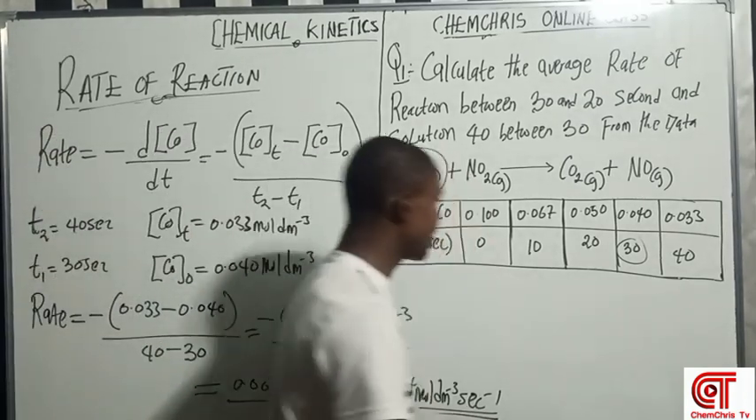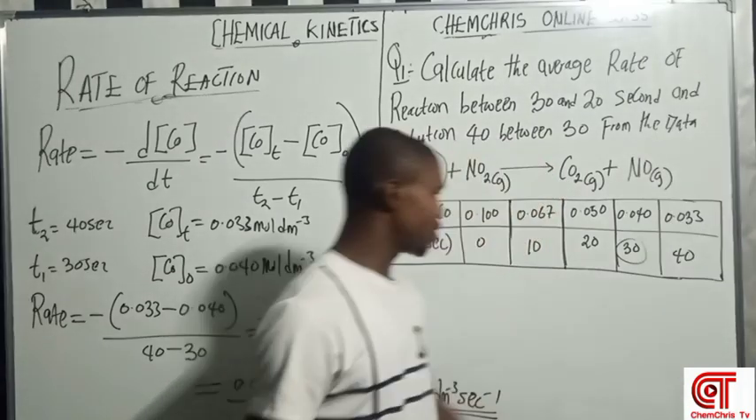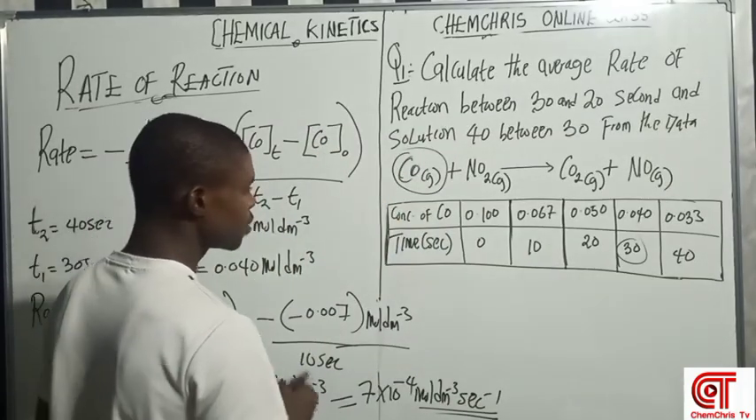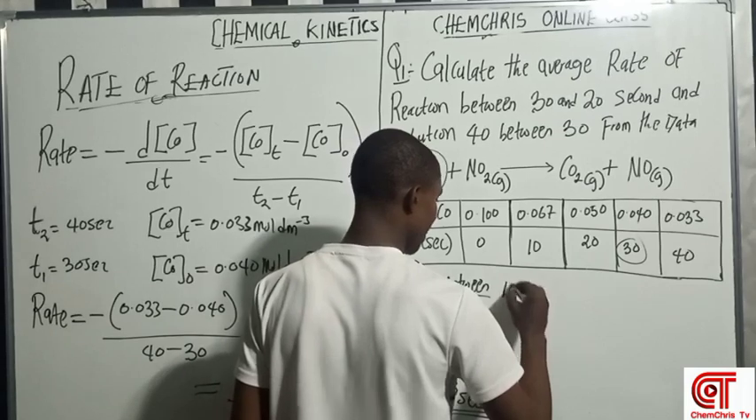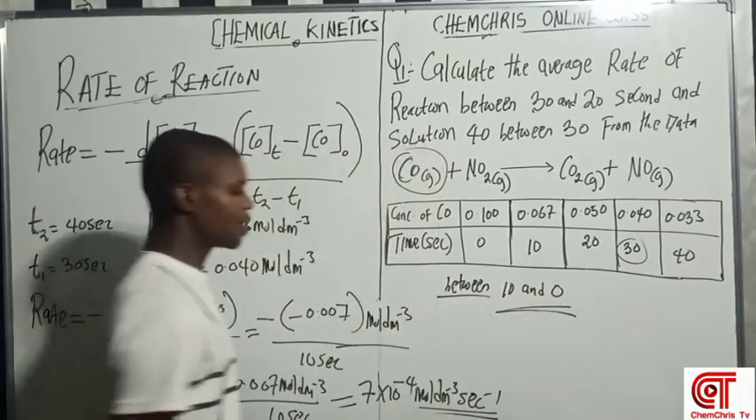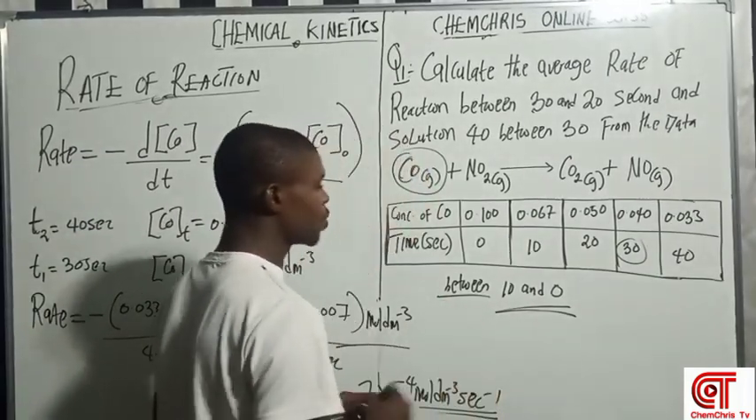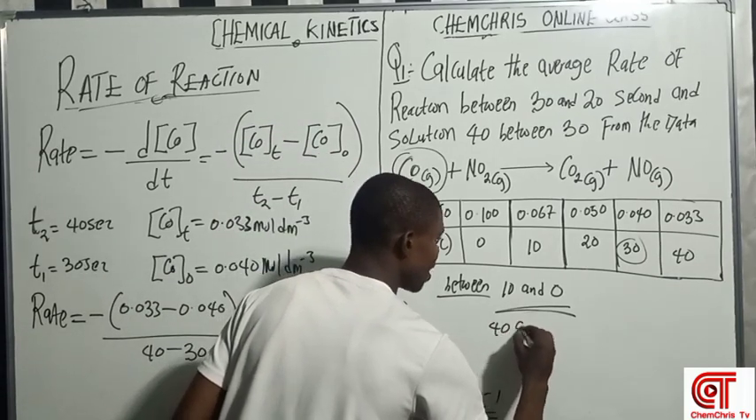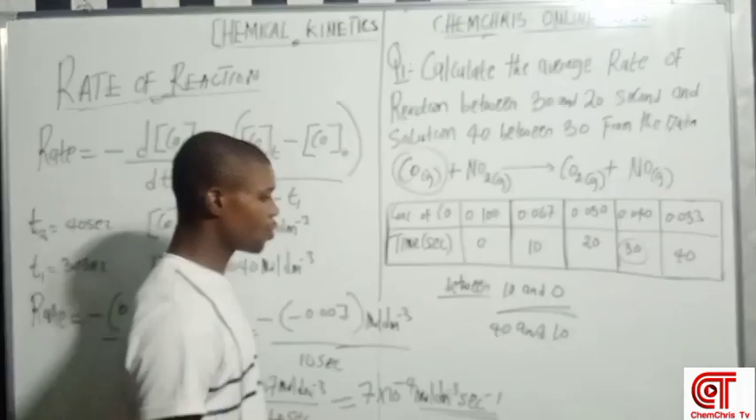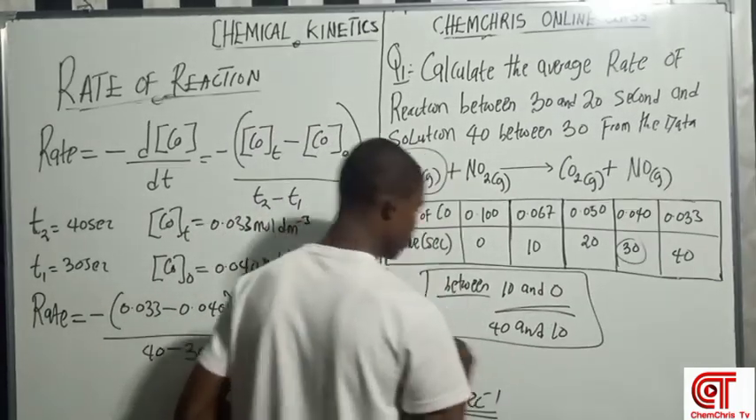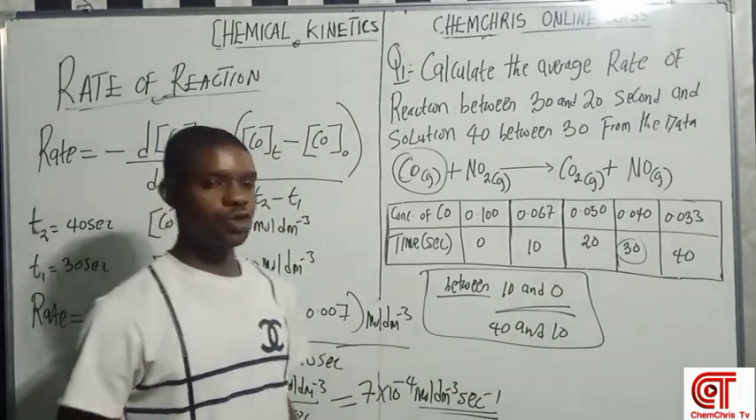So I would like you all to try the average rate. Pause the video and solve the average rate between 10 and 0. So go ahead, solve the average rate between 10 and 0. I also ask you, what is the average rate between 40 and 10 seconds? So go ahead and try this too, between 10 and 0 and between 40 and 10 seconds. Go ahead, try it.